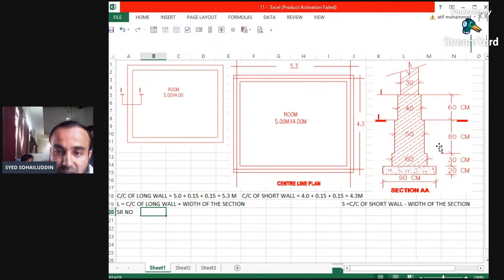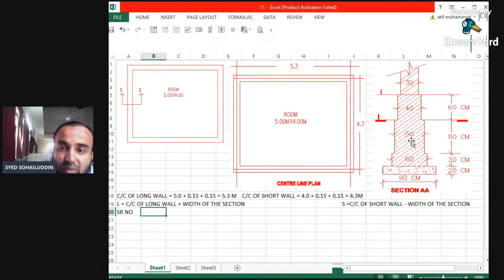What is the width of PCC in this case? The width of PCC is 90 centimeters. What is the depth of PCC here? The depth of PCC is 20 centimeters. One thing to keep in mind while finding out quantities of PCC or anything: first we have to draw the center line plan, and this section is used along all the periphery of the rooms. That means this section will be implemented along the x direction also, along the y direction also.